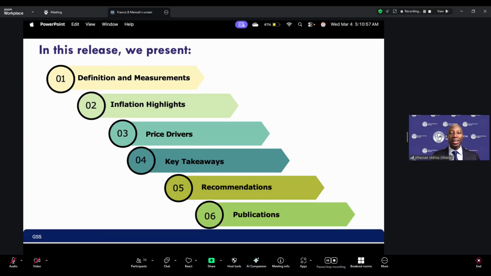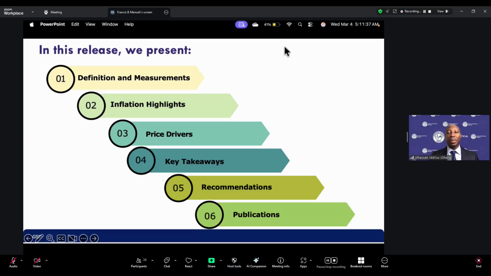Now, our responsibility at the Ghana Statistical Service is very simple. We measure prices and price movements, and we do that to the best of our ability. We do that accurately. We report them objectively, and we make the data accessible to all. In today's release, we'll present the definitions and measurements in relation to the CPI and inflation. We'll look at the headline inflation highlights, and then we'll look at the drivers of the price changes. And then we'll close with some takeaways as well as some practical recommendations that may help.